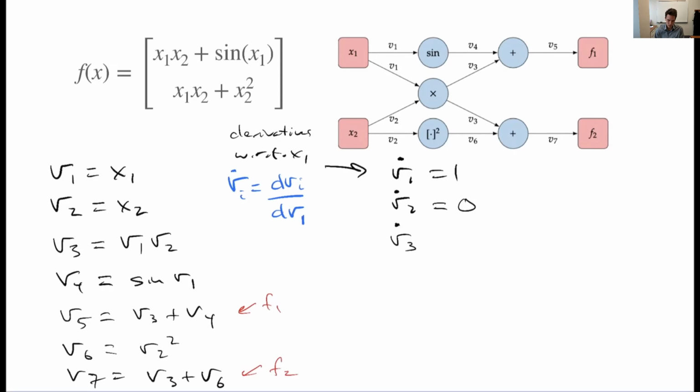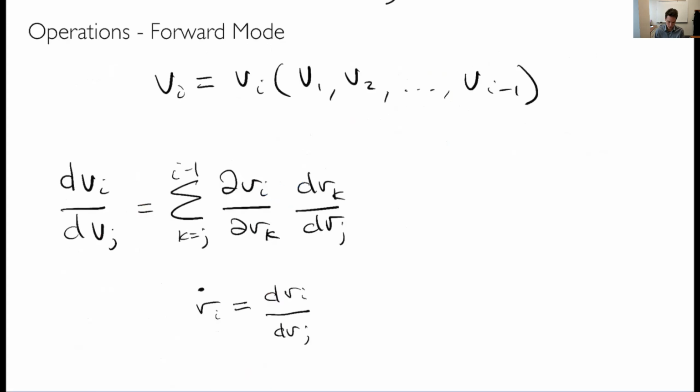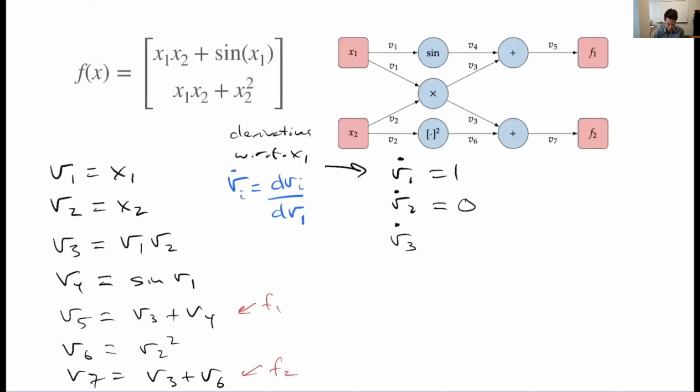So v3, this is where we start to apply this, well, really this one, this summation rule here. Okay, so this is the chain rule. It's going to be the partial of v3, and it only depends on v2 and v1, right? So it's the partial of v3 with respect to v1 times v1 dot, plus the partial of v3 with respect to v2 times v2 dot. Okay, and notice v1 dot, v2 dot, those are numbers I already know. They're always going to depend on things that I computed before. So all I have to do in this line is to take derivatives of this single operation.